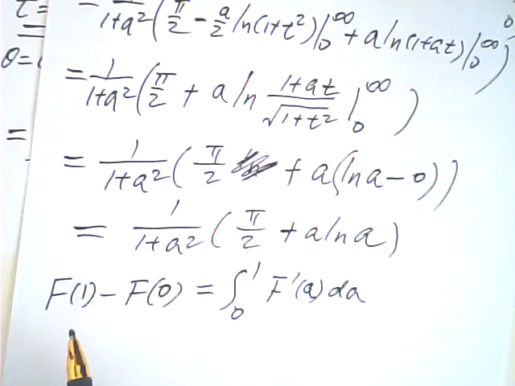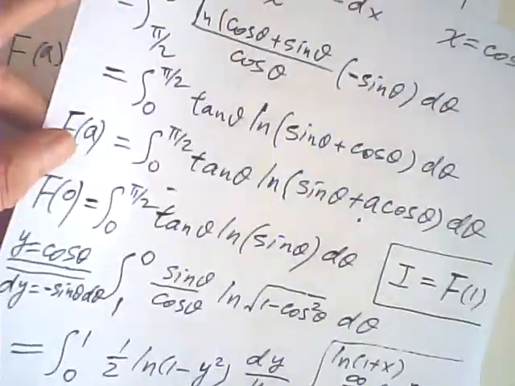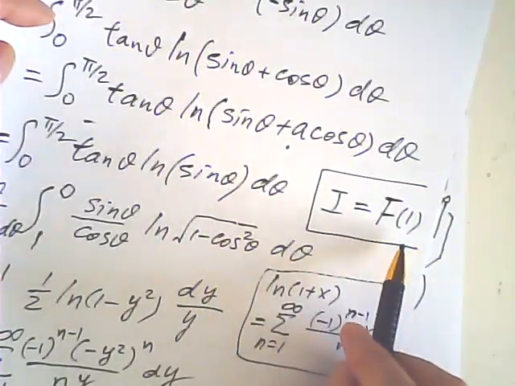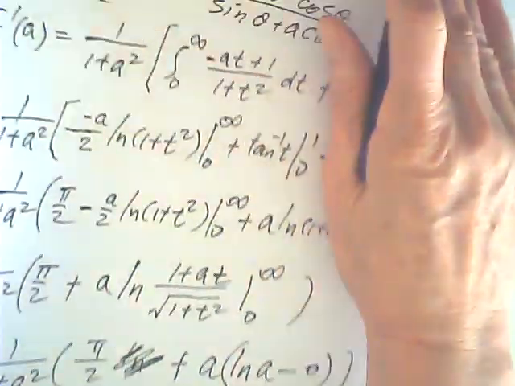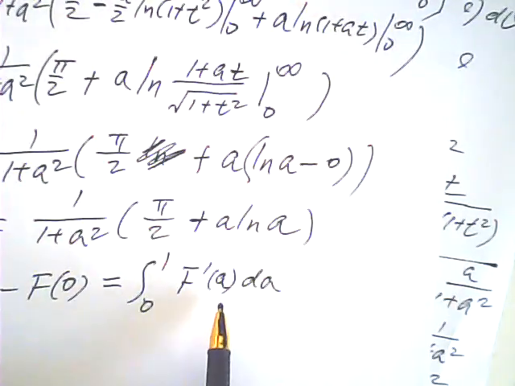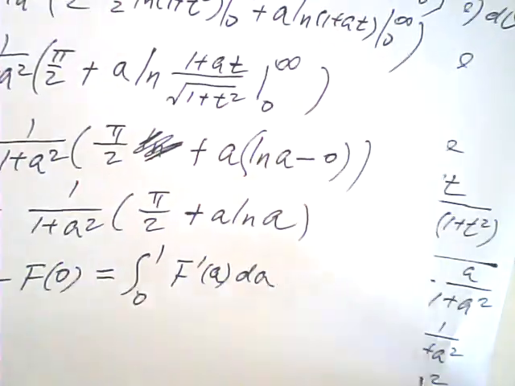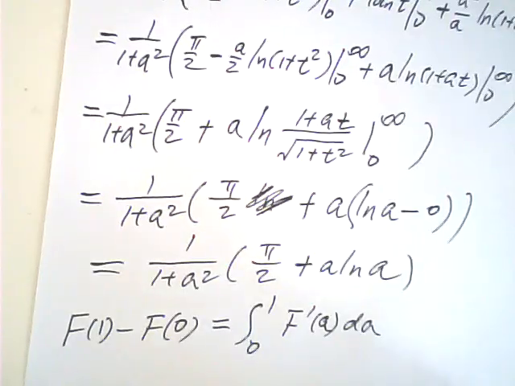Now, I want this because my I is f of 1, and I have this one already. This one is this. I just need to find this. Then I find my objective I.